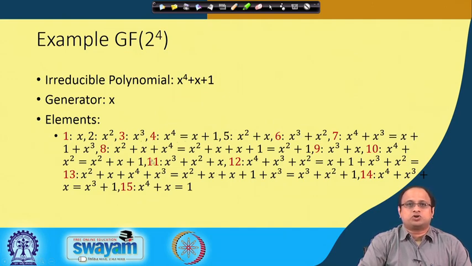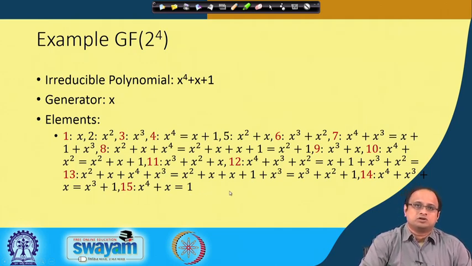And if I repeat this process in this fashion, you will see that finally in the 15th position I will get x to the power of 4 plus x, which is nothing but 1. So, therefore, the process will repeat after this, and again I will have x, x squared, x cube, and so on. Okay. So, therefore, this x or this polynomial x serves as the generator, and as we shall see subsequently, this is also called the primitive element in this field.